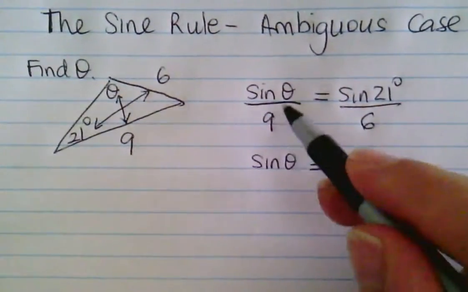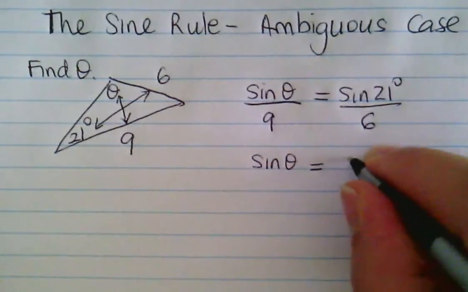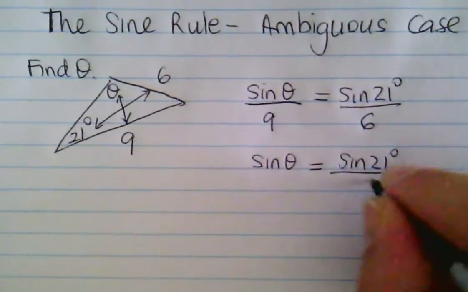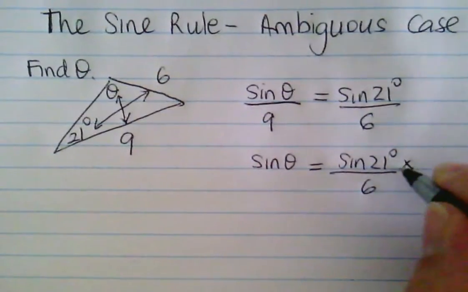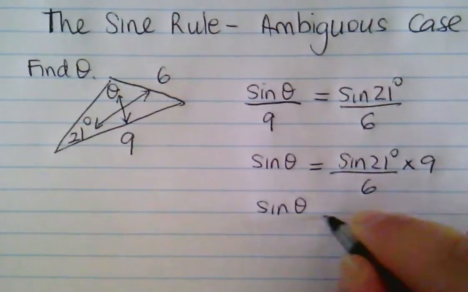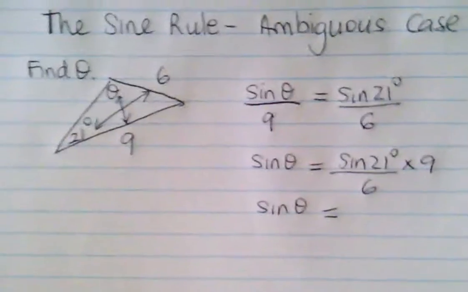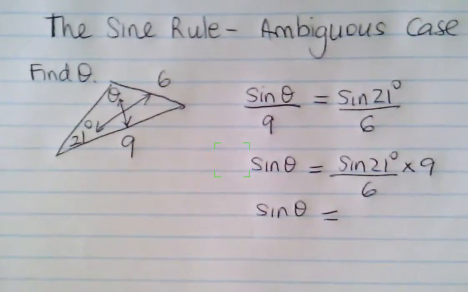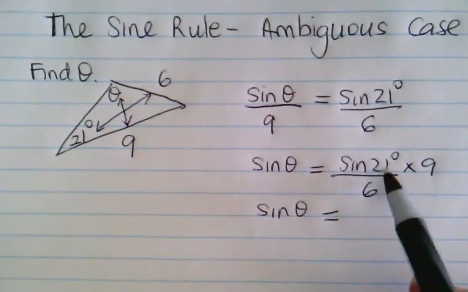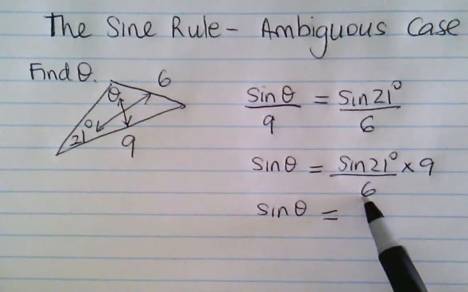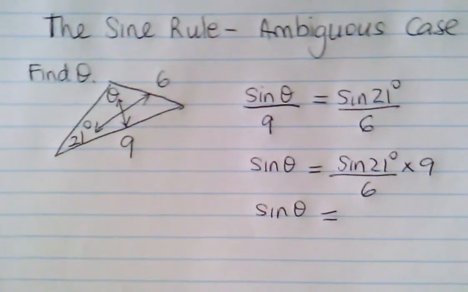All right, so what do I now do if I want to find sine theta on its own? It's sine 21 degrees over 6. What do I do with this? Times 9. And then I get sine theta equals, can someone work out what that is, please? Just not the actual angle, just work out what sine 21 degrees over 6 times 9 is.